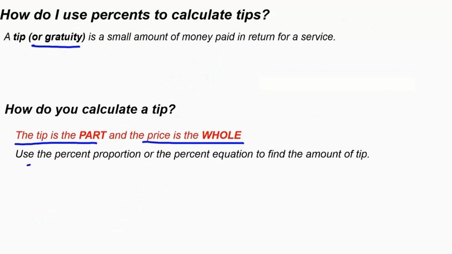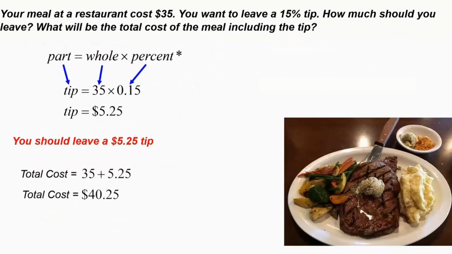So again, we can use the percent proportion or the percent equation to find the amount of the tip. So again, we're finding the part when we know the whole. So your meal at a restaurant costs $35 and you want to leave a 15% tip. How much should you leave, and what will be the total cost of the meal, including the tip? So the cost of our meal was $35, and we're going to leave a 15% tip, which is pretty typical.